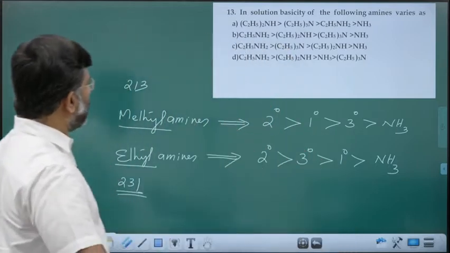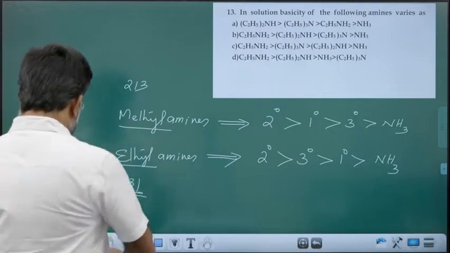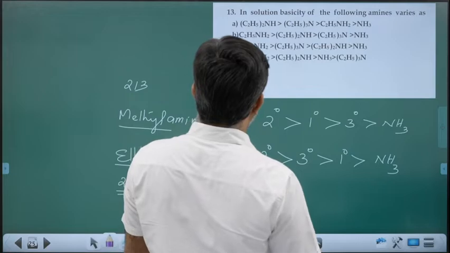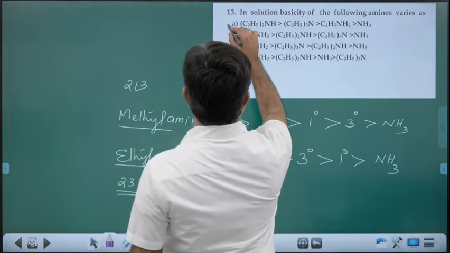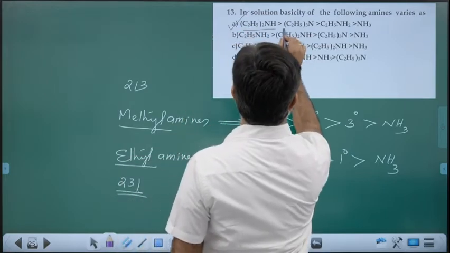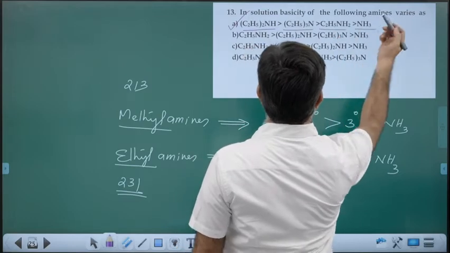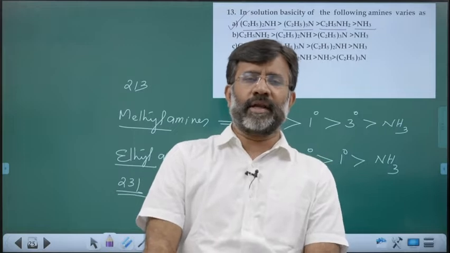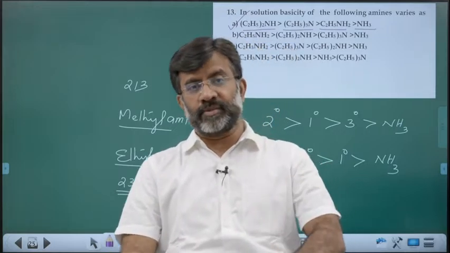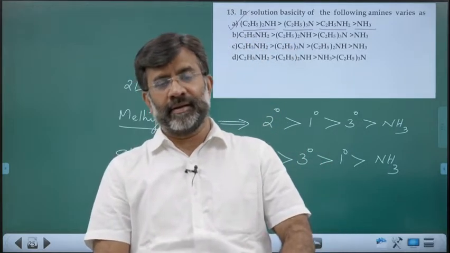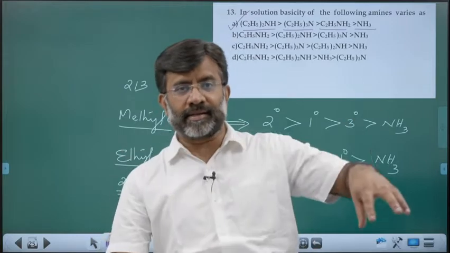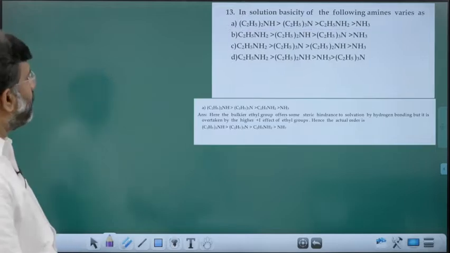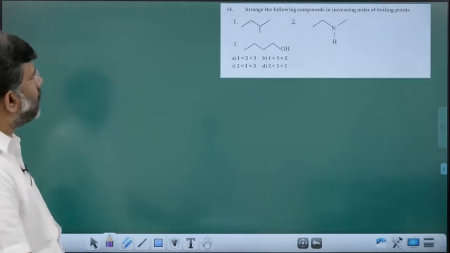So what is the order here for ethyl amine? Secondary maximum. We have only one choice. Secondary, tertiary, primary, ammonia. First choice is the correct answer. If it is methyl, secondary, primary, tertiary, ammonia. Okay?